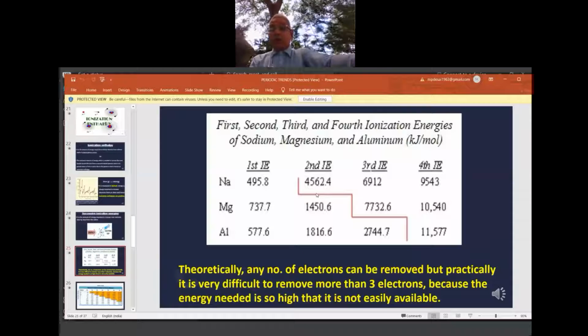So you see the third IE for sodium is in the 7,000, 9,000 range, which is very difficult. Okay, sodium will not become a plus 2, plus 3, plus 4 ion. Okay, plus 1 is the best for sodium.